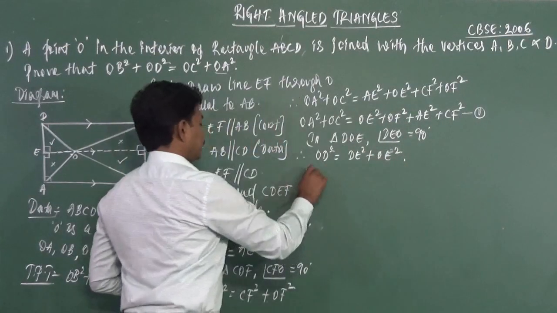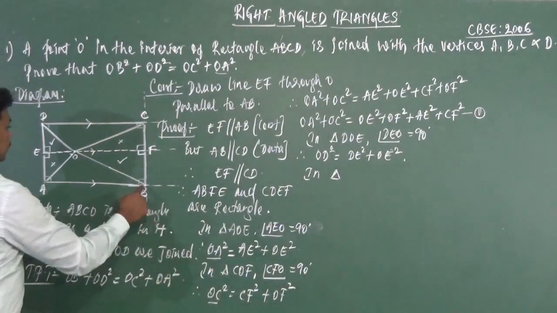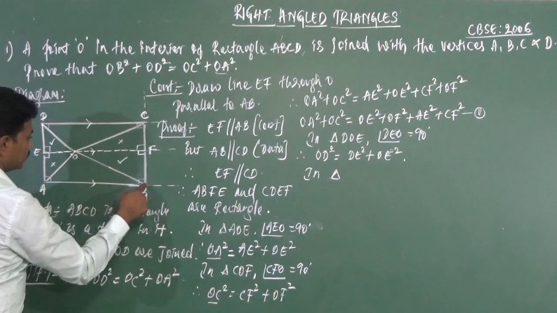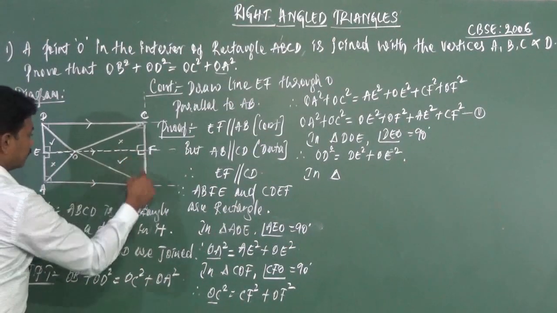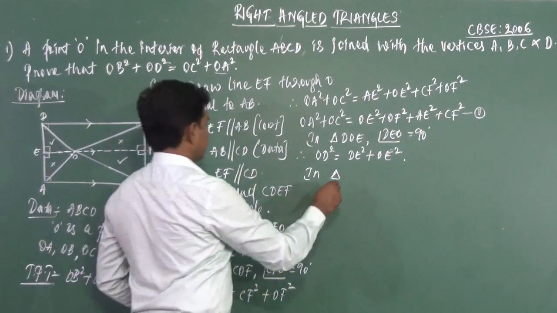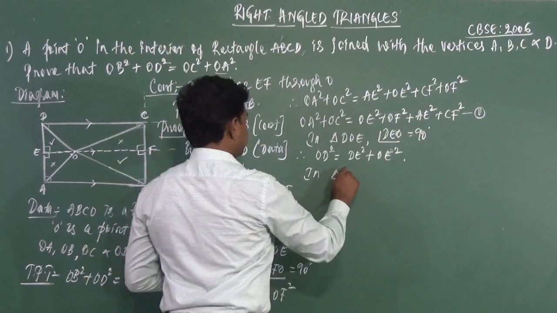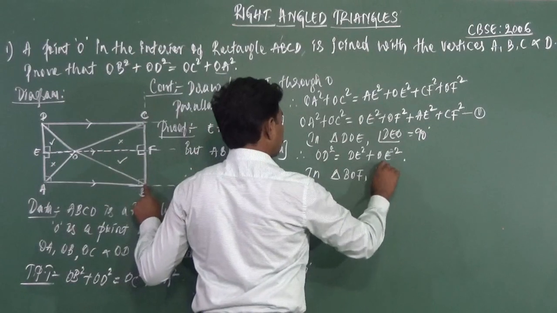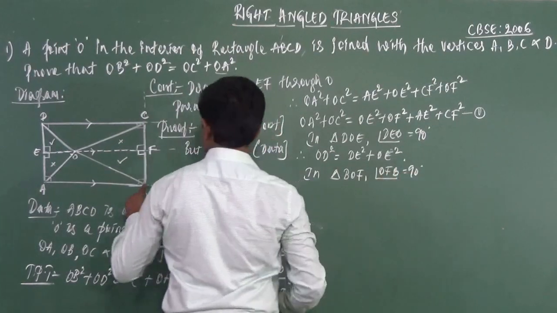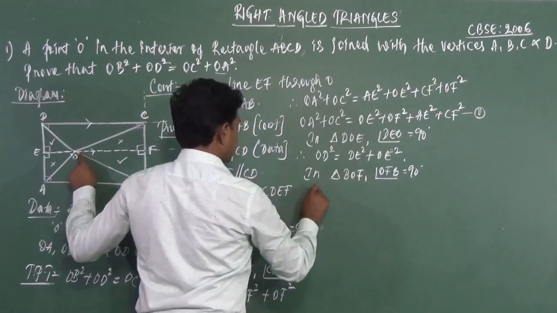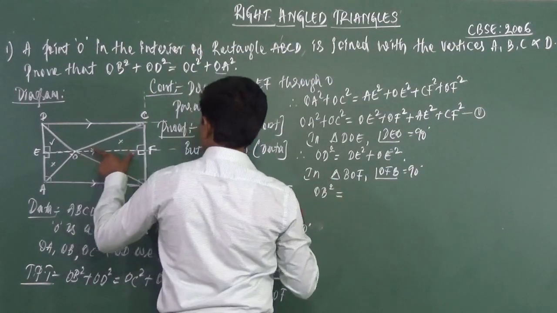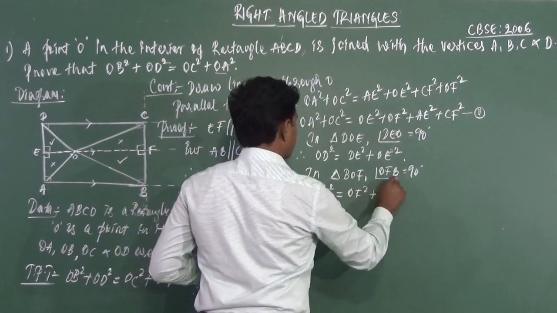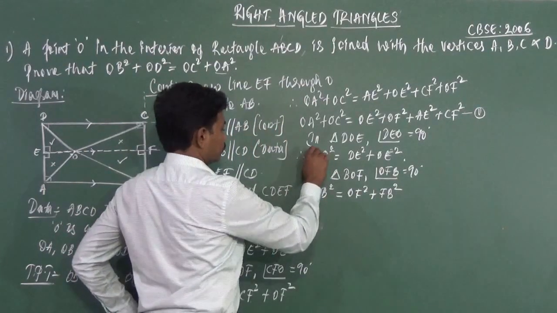Okay. Now we will select another triangle. In triangle BOF, angle OFB is equal to 90 degrees. So opposite to 90 degrees is OB. So OB square is equal to OF square plus FB square.